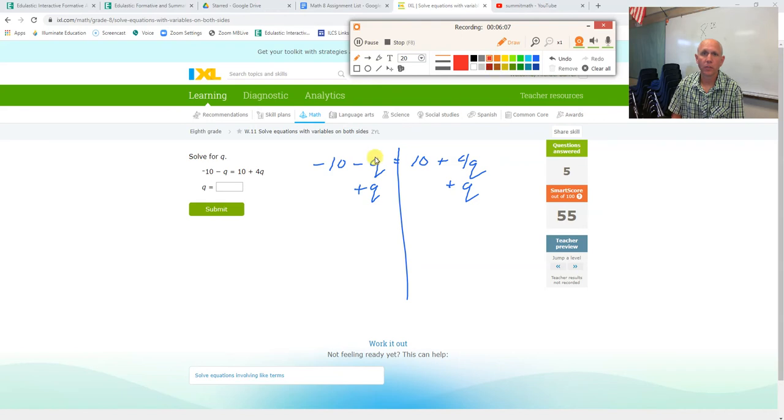Red marker of death and destruction. Negative 10 equals 10 plus 5q. Let's subtract 10 from both sides. Red marker of death and destruction. It's going to give me negative 20 equals 5q, dividing both sides by 5. And that's going to give me negative 4.